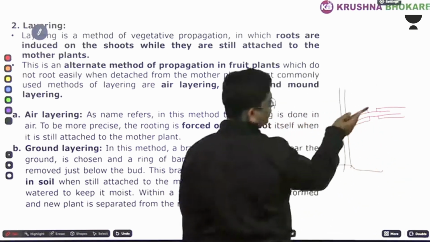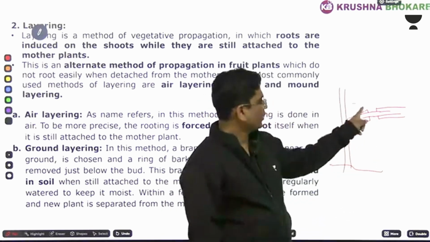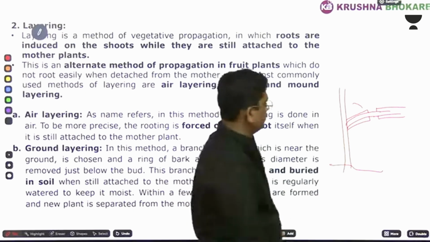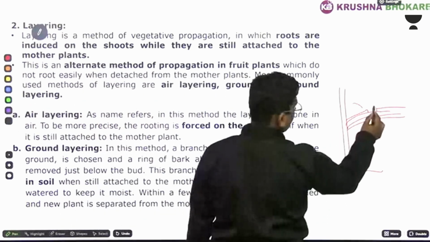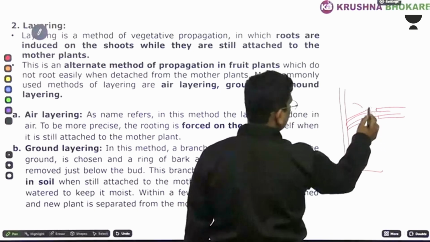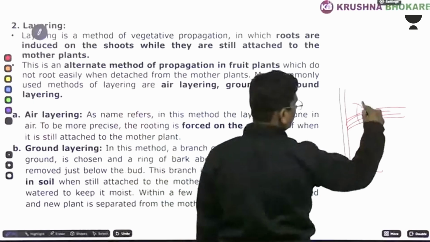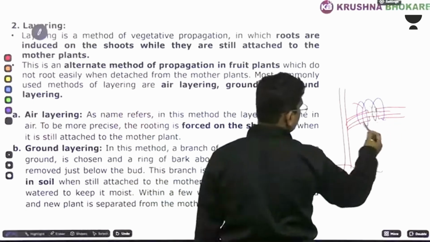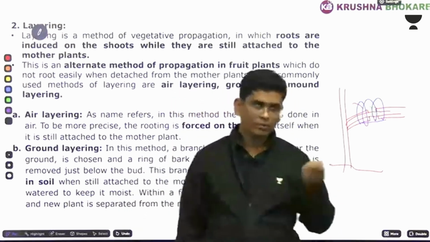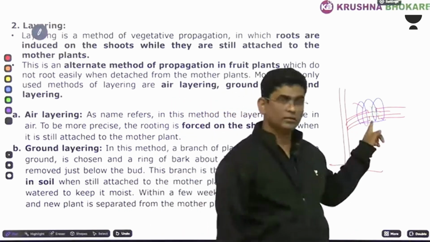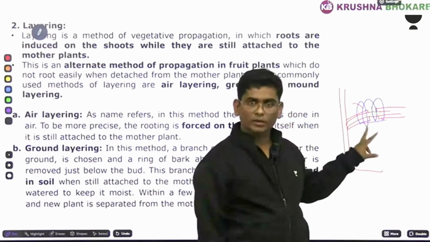Means at this point we are removing the bark of this branch. Okay, after removing bark, what we are applying here? Sphagnum moss. Okay, sphagnum moss is of green color. After applying sphagnum moss, what we are doing? We are packing it with the help of transparent plastic. Why transparent plastic? There will be light also, and you can easily see whether there is rooting or not. Mostly within 3 or 4 weeks there will be roots.